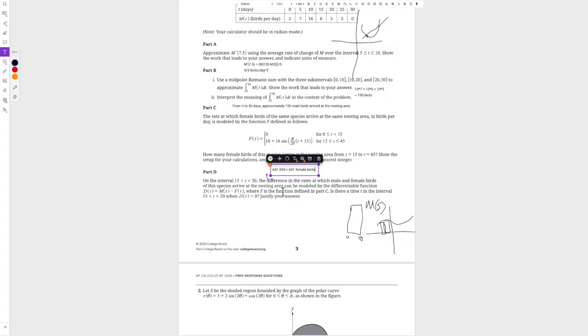And finally, part D. On the interval from 15 to 30, the difference in the rates at which the male and female birds arrive is modeled by some differentiable function d of t, equal to m of t minus f of t. Now, is there some time t in this interval where d of t is 0? And the way we're going to be approaching this is the intermediate value theorem.